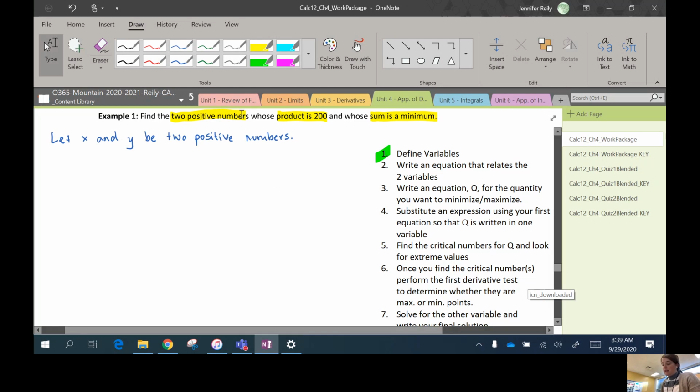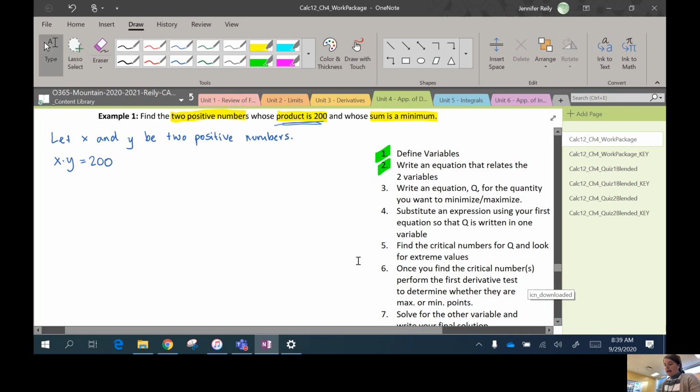Step 2, write an equation that relates the variables. Given the information, these 3 things I've highlighted in yellow here, we can write an equation that relates these variables. The product, it says here, must be 200. So X times Y must equal 200. Okay, so you'll always be able to do that. They'll always give you some kind of information about your variables.